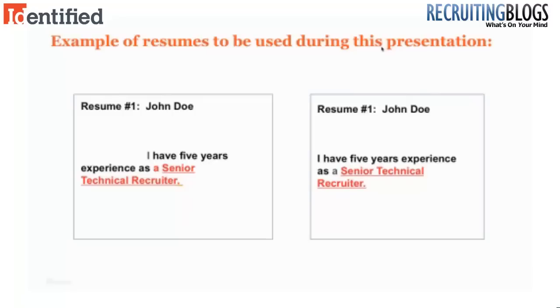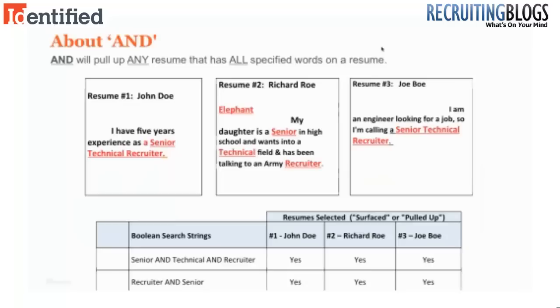So, next slide. Okay, we've got 3 resumes here: John Doe, Richard Rowe, Joe Bow. These 3 resumes, quote unquote, are going to be on all of our descriptions of the and, or, not, and so forth. So the AND word means that all words that you AND together have to be somewhere on the resume. Let's go down to Boolean search strings, that little box below where it says senior and technical and recruiter. That means all 3 of those words have to be somewhere on the resume, in no particular order at this point.